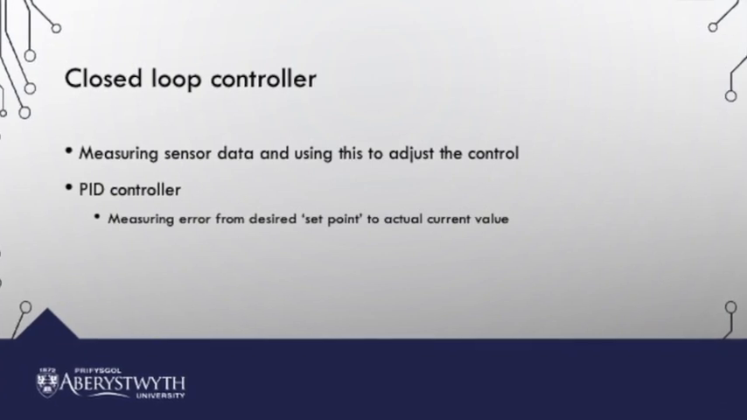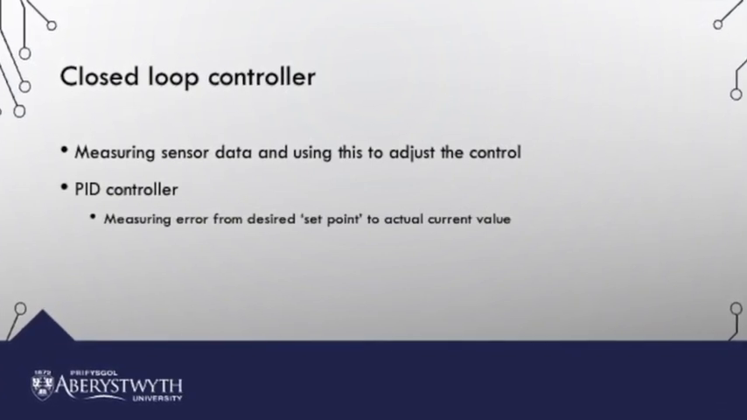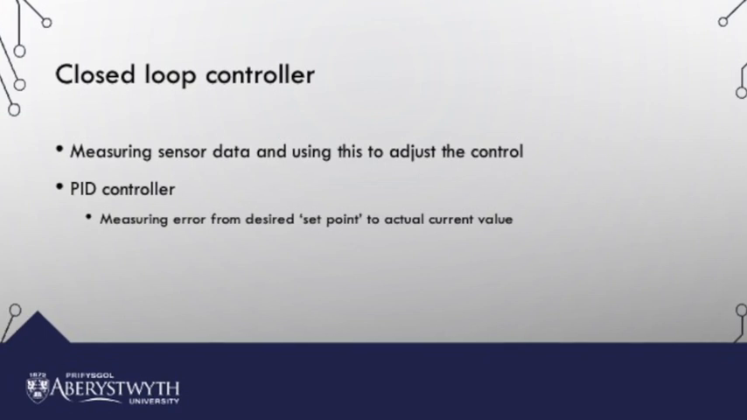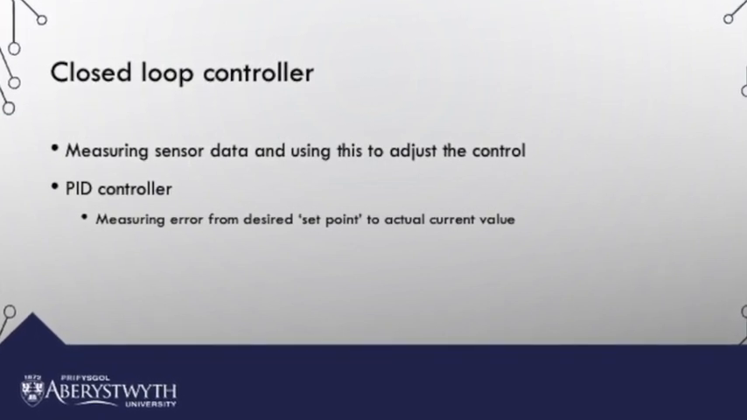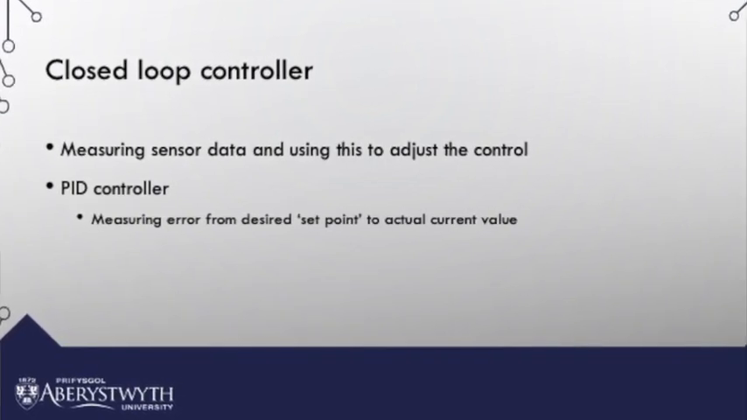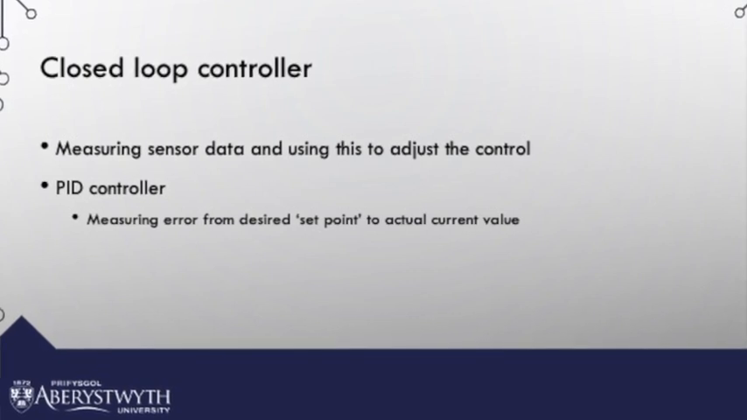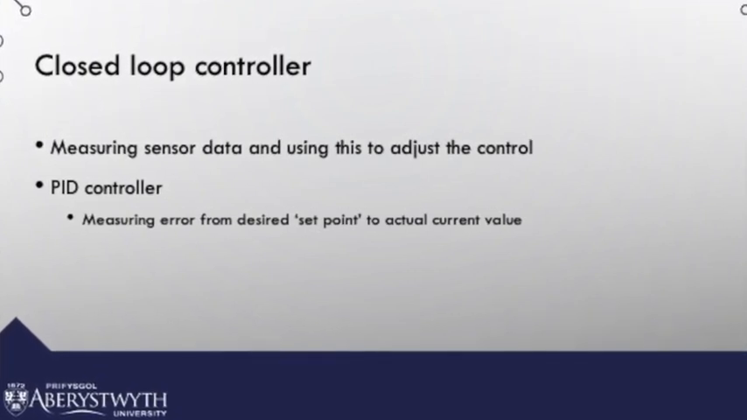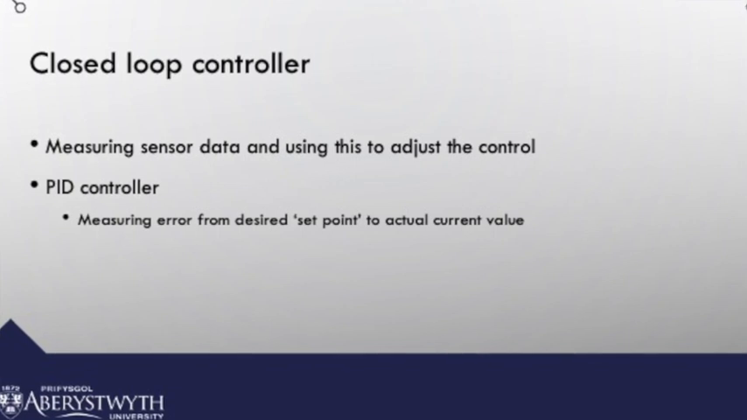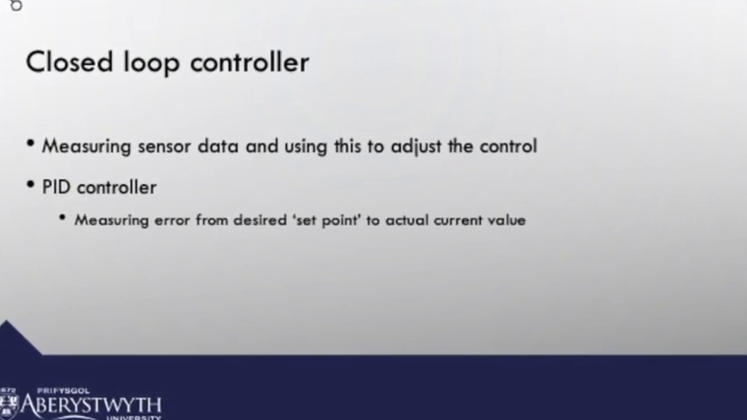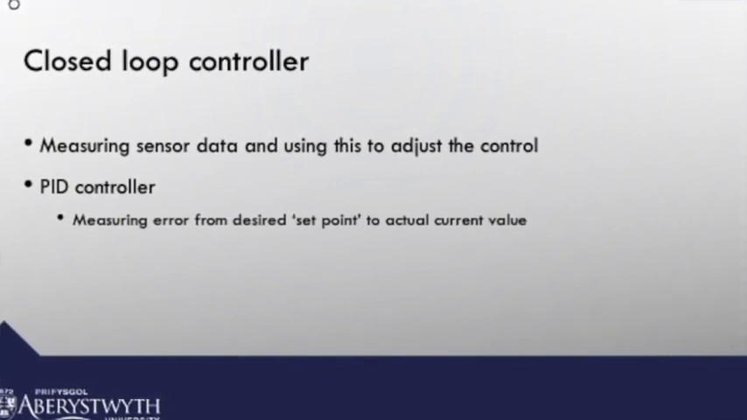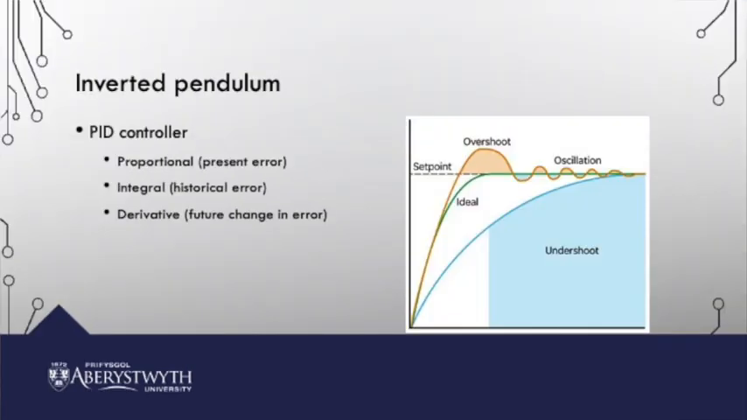And that specifically looks at, you take the set point, the velocity that you want to travel at, and it measures how far away from the desired velocity or set point you actually are, and then uses that error to adjust the overall control. So what does this look like?